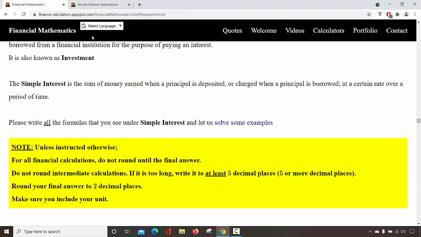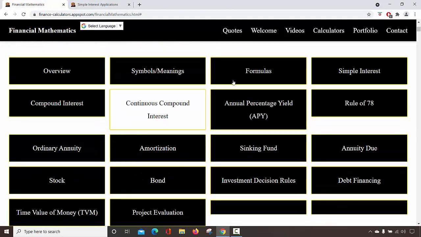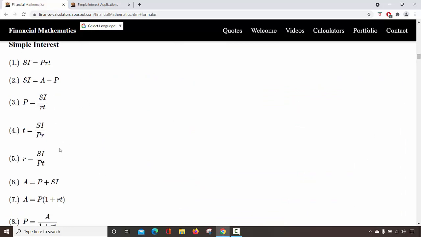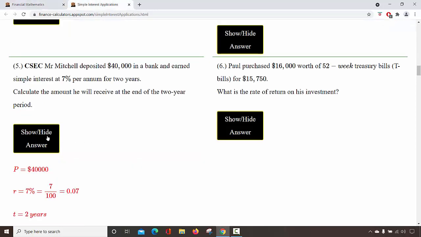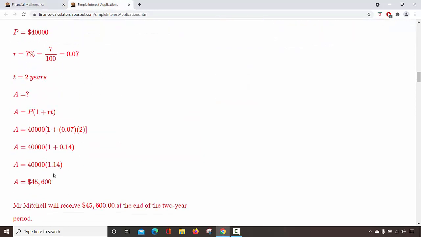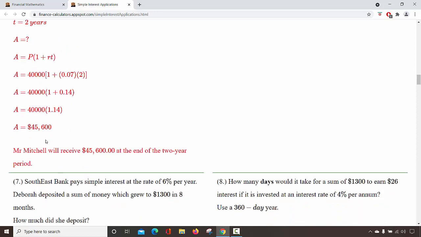We know P, we know R, we know T, and now we are looking for A. Like I said, I'll give you the formulas. So this is the formula you're going to use, number 7, because you're looking for A. And that gives us 45,600.